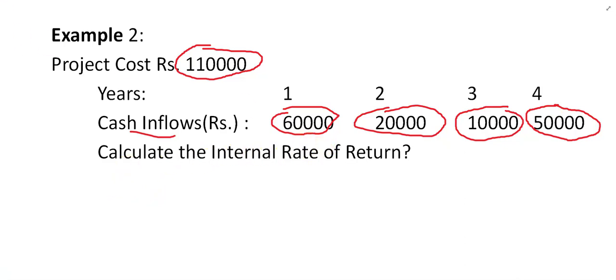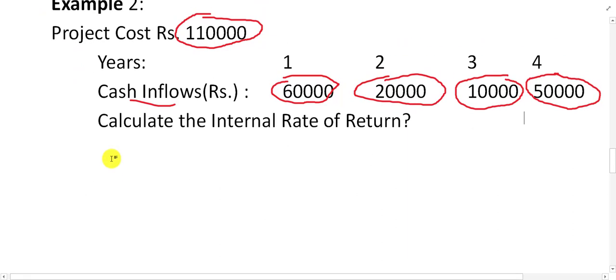What is the difference between this example and the previous example? In the previous example, inflows were equal for several years. But in this example, inflow is not equal, so it is fine. Simply, we can find it out. If you remember the steps, we have to go through those steps once again. What was the first step? The first step was to find out the factor. In order to find out the factor, what was the formula?